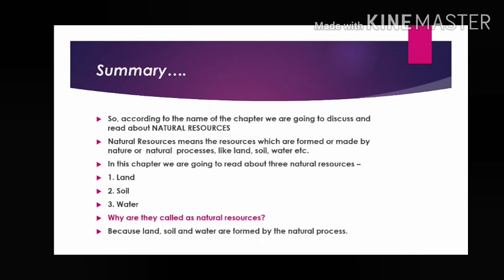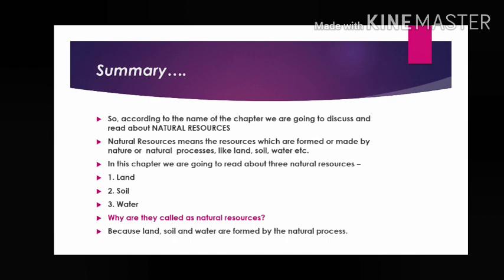So according to the name of the chapter, we are going to discuss and read about natural resources. In chapter number 2, the first two words, what are they? Natural resources. What are called natural resources? Natural resources means the resources which are formed or made by nature or natural processes like land, soil and water. No involvement of human beings. We cannot make them, we cannot generate them, we can only use them. So natural resources are made by nature. That's why they are called natural resources.